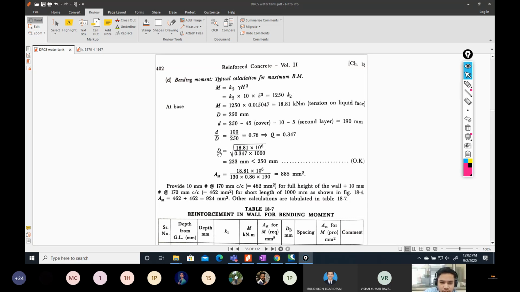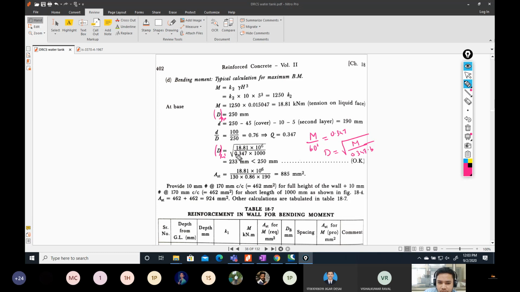So you can find the depth required. This is the depth required, and this is the depth provided. We have provided this much depth, 250 mm thickness, which is assumed at the initial stage. Now we are checking it for the bending. So from M by bd square ratio of 0.347, you can find the d. So d is equal to square root of M by 0.347 into b.